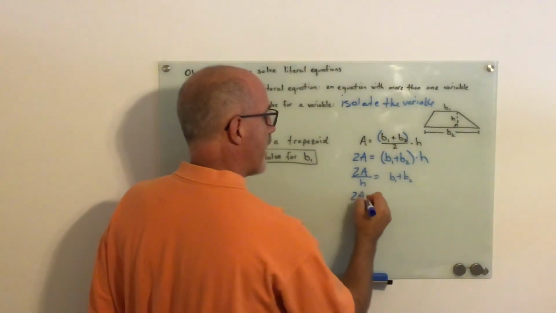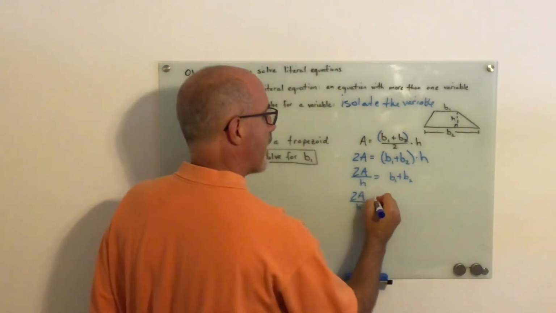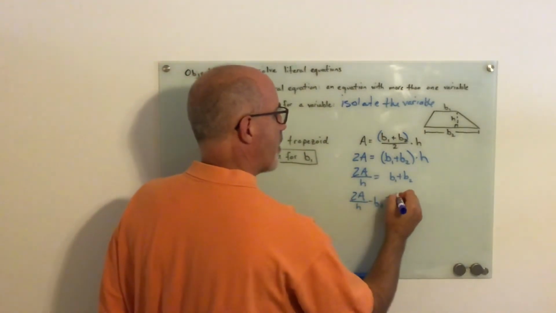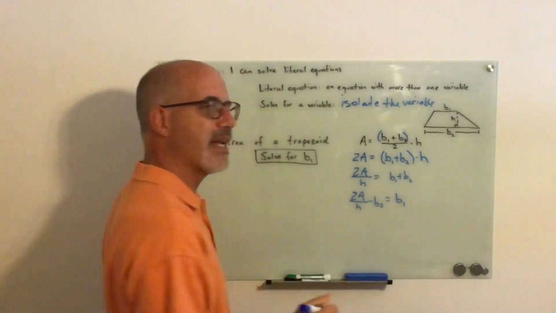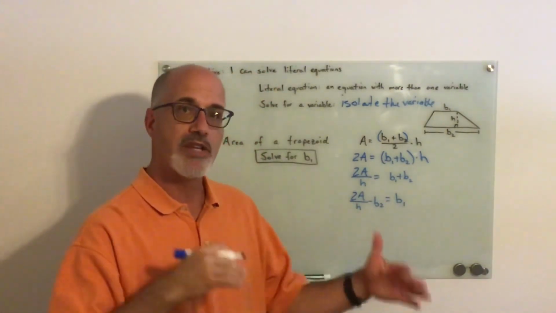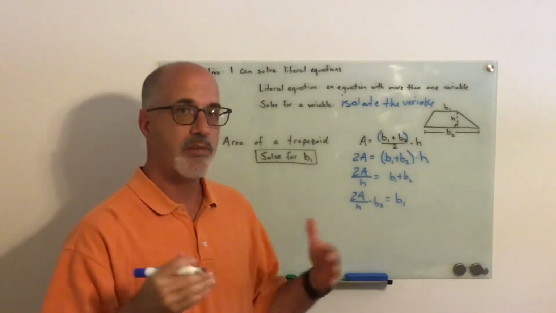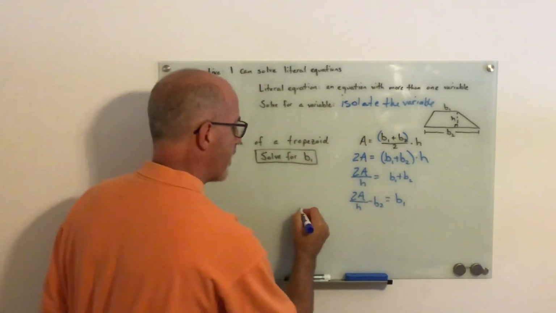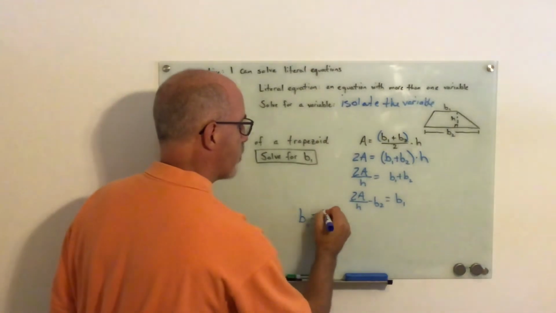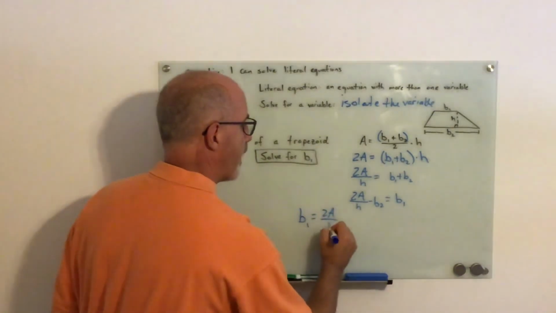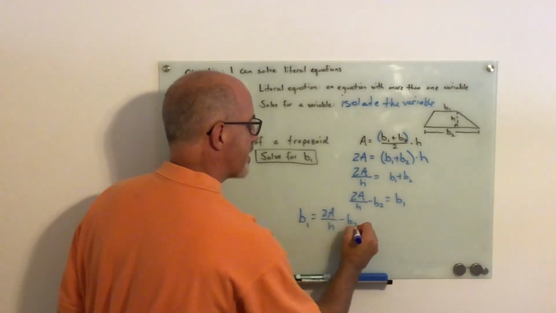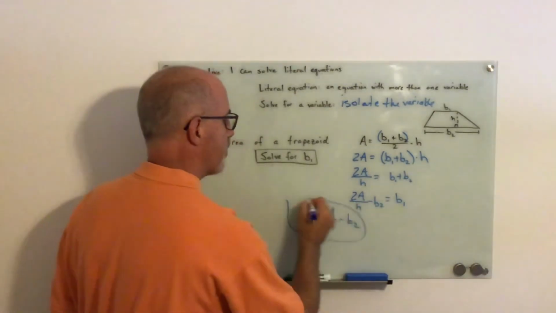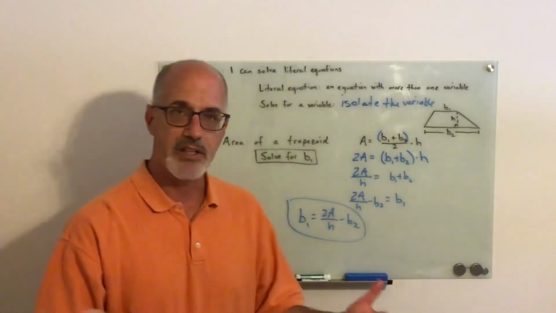So 2a over h minus b2, and now I've gotten b1 all by itself by undoing all the other pieces, all the other variables and numbers, and getting them on the other side of the equation. So my final answer is b1 equals 2a over h minus the second base. There's my solution to solving that literal equation.